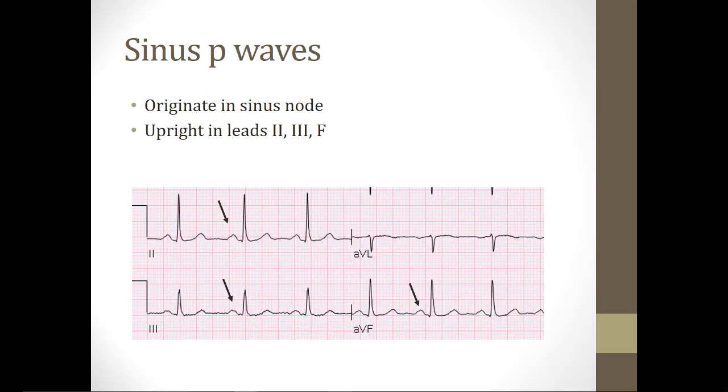When you see P waves present on an ECG, most likely you're looking at sinus rhythm, and sinus P waves originate from the sinus node, obviously, and because they originate from this location in the right atrium, they will generate P waves that are upright in the inferior leads 2, 3, and aVF. So that's what's shown in this picture on the screen here. This is a patient with normal sinus rhythm, and there are P waves present, and they are upright, in other words, pointing in this direction in leads 2, 3, and aVF.